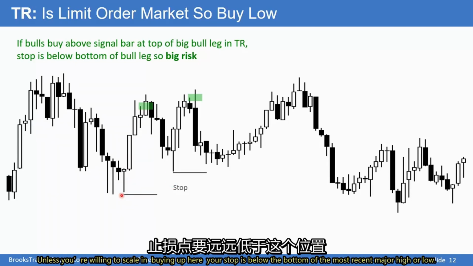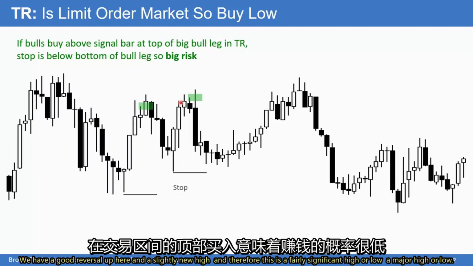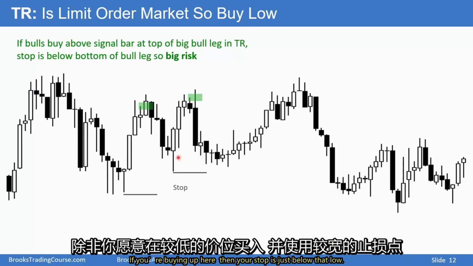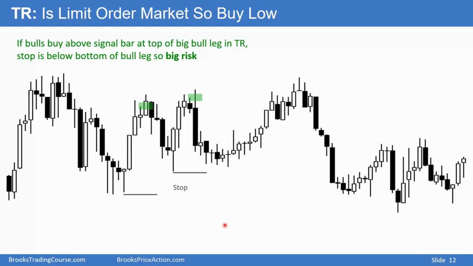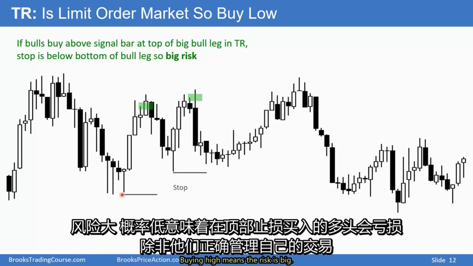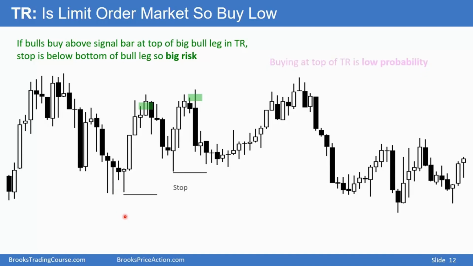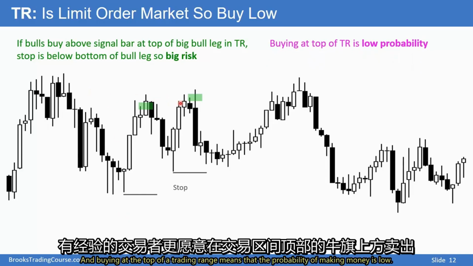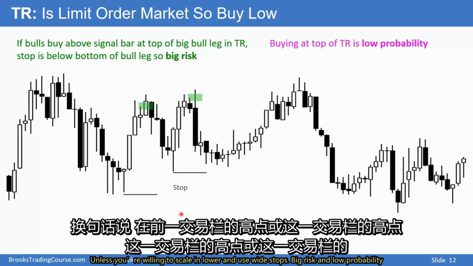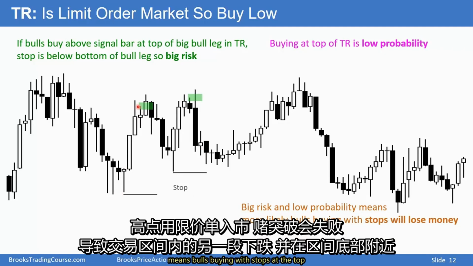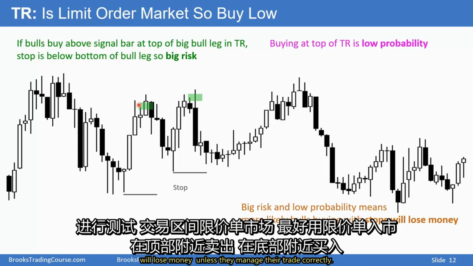Buying up here, your stop is below the bottom of the most recent major high or low. We have a good reversal up here and a slightly new high, and therefore this is a fairly significant high or low, a major high or low. If you're buying up here, then your stop is just below that low. Buying high means the risk is big, the stop is far below. And buying at the top of a trading range means that the probability of making money is low, unless you're willing to scale in lower and use wide stops. Big risk and low probability means bulls buying with stops at the top will lose money unless they manage their trade correctly.